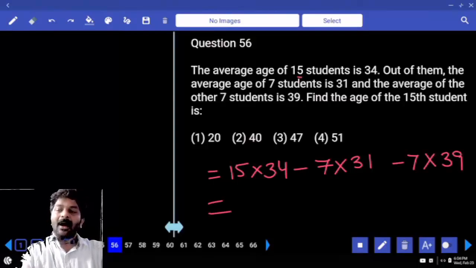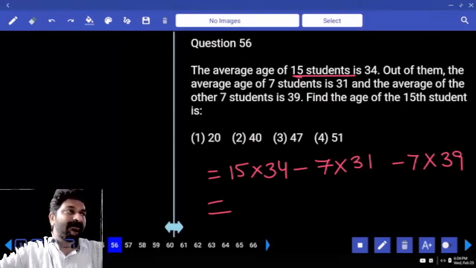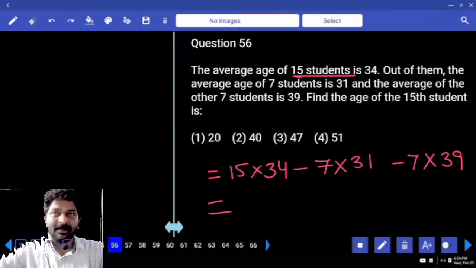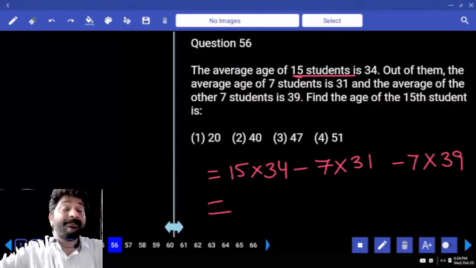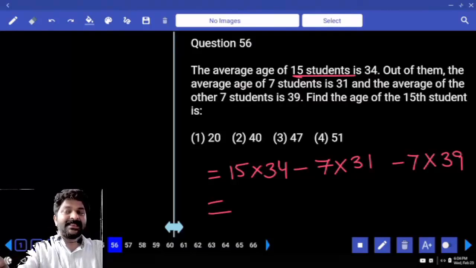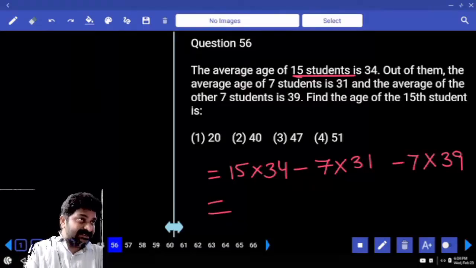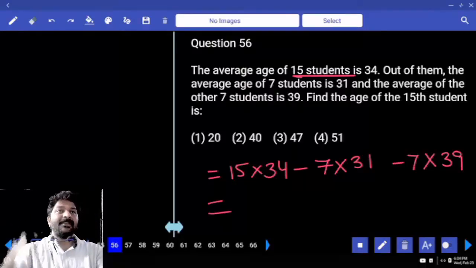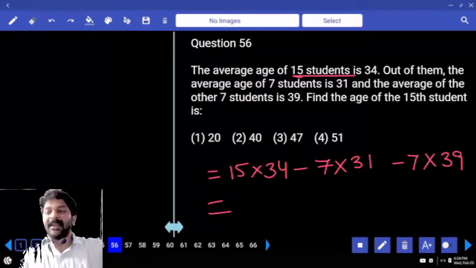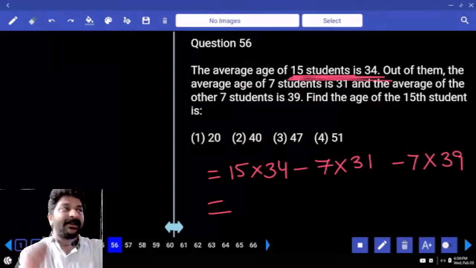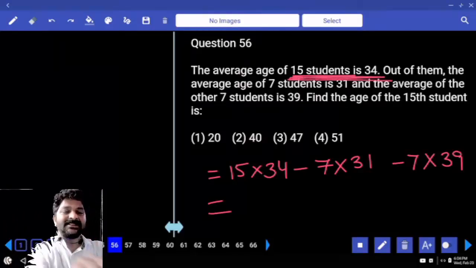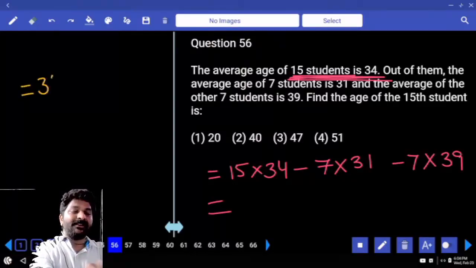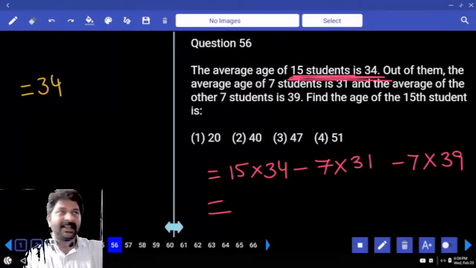But out of 15 members, 7 members average is given and also 7 more members average is given. That means total 14 members average is mentioned. Now the 15th member, is that guy missing or repeated? If it is a number missing case, we will go for reverse effect only. Reverse effect in the sense, if average is less, we will add. If average is more, we will subtract. Average of 15 members is 34. Equality concept, every number must be equal to 34. 15th number also I take as 34.